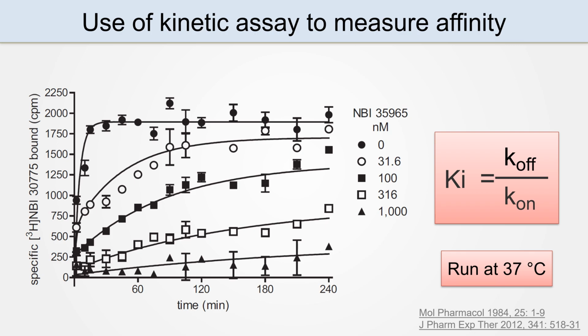One final detail is we raised the temperature to 37 degrees. This decreased the residence time of 775 down to 4 hours, which made it measurable.